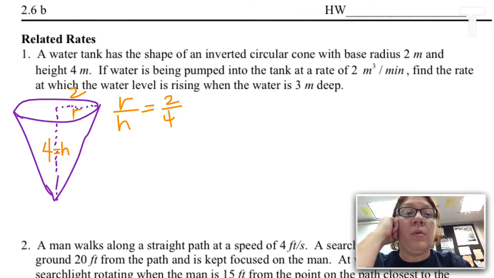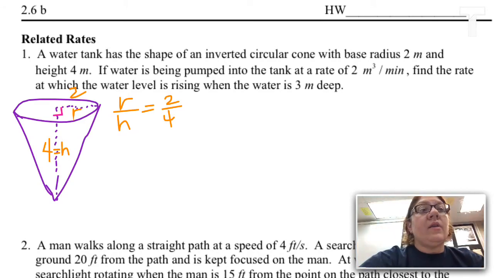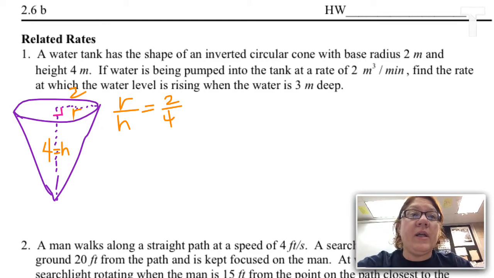So in this particular problem, of course, I have an inverted cone, so I've drawn that. And it tells me that it has a radius of 2 and a height of 4, so I've labeled that. Now, that doesn't mean that that's how high the water is going to be when it's pumping in. As a matter of fact, I can see that it's not. But what it does allow me is to write a comparison of those two lengths to each other. So you'll see I have it set up here in a proportion form. So the comparison of radius over height is equal to 2 to 4.